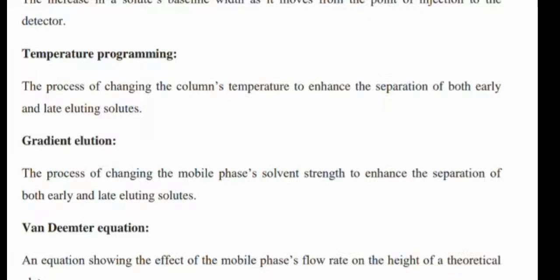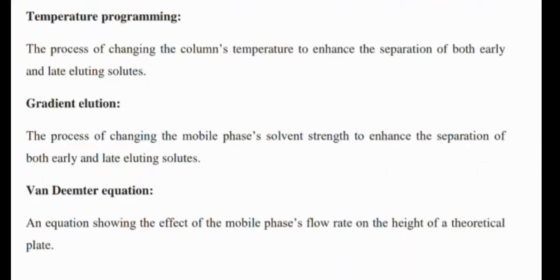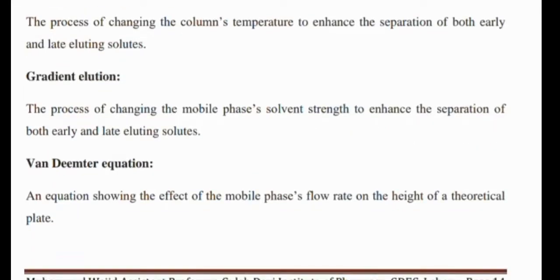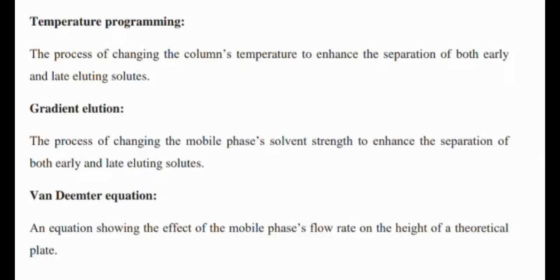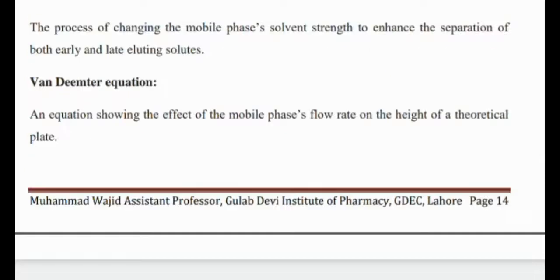Further, we have gradient elution, the process of changing the mobile phase solvent strength to enhance the separation of both early and late eluting solutes. Further, we have the Van Deemter equation, an equation showing the effect of the mobile phase flow rate on the height of the theoretical plate.